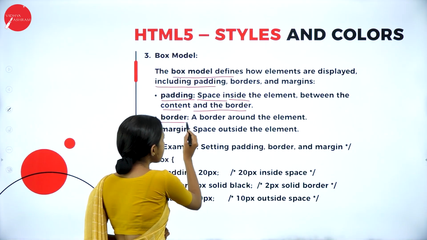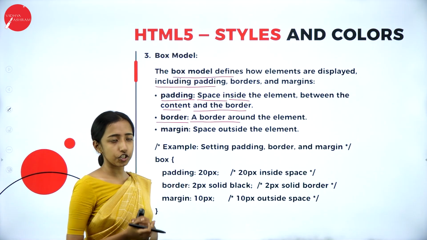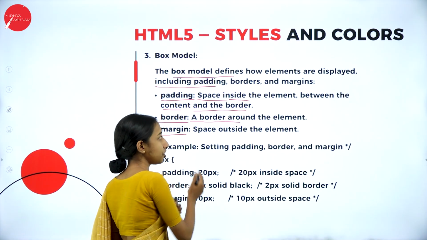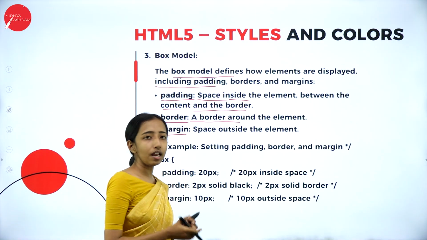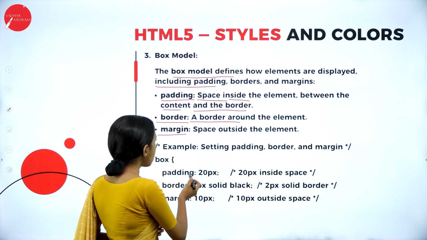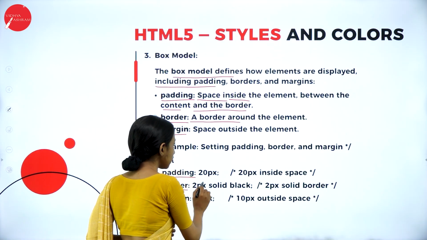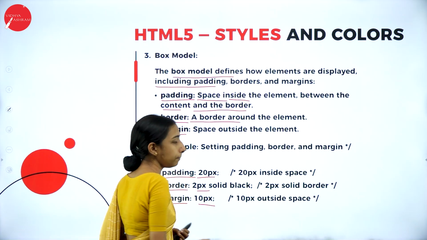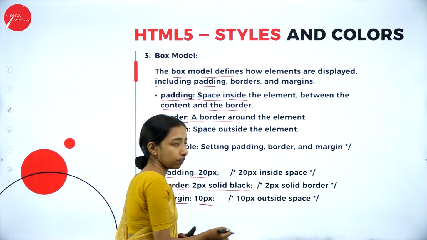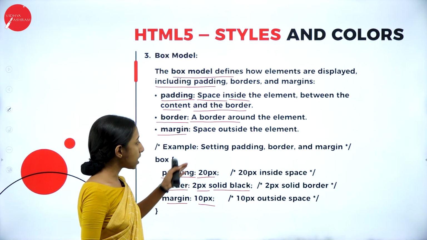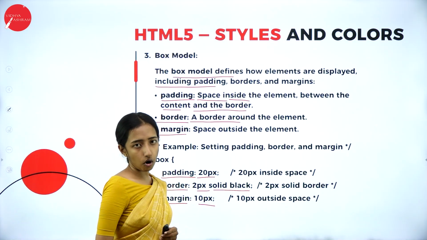And what is this border? A border is a line around the element that we are creating in the HTML. And the next, margin, as the name says, is the space outside the element we have taken. Here we have the example. You can see padding, border, margin. I have given all of these in px, that is in pixels, and the border is solid black with 2px. These are examples of how we can give the padding, margin and also the border.